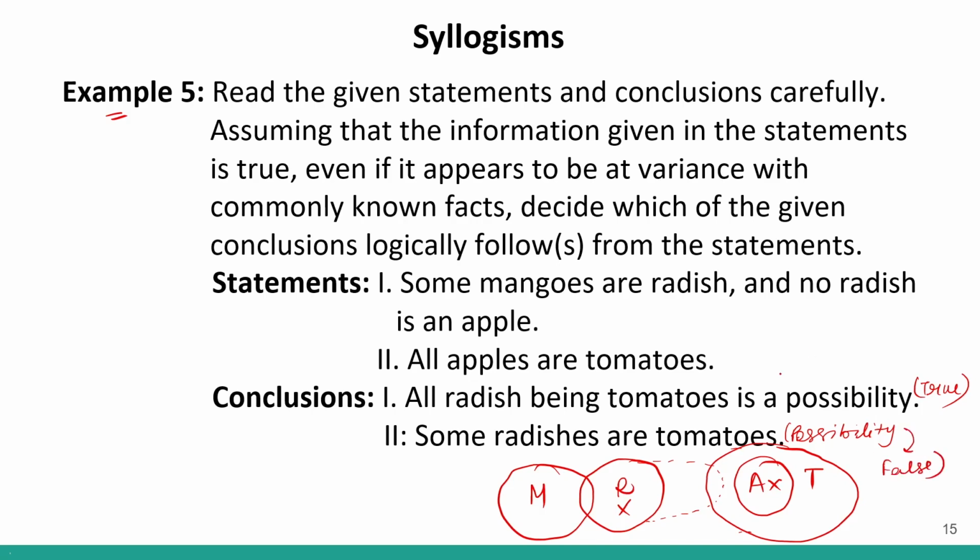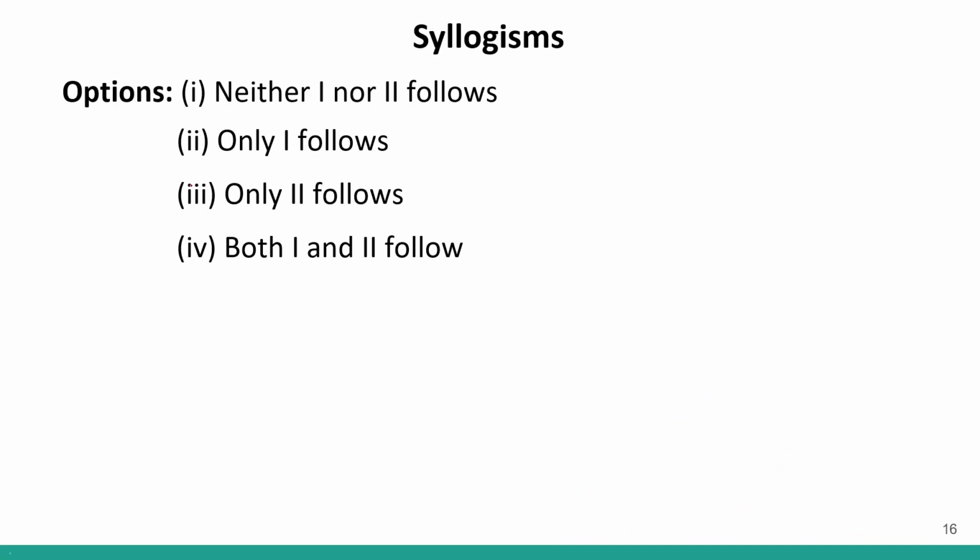Do you understand? If we add the words "is a possibility", then it is a true statement because we are considering it to be a possibility. Otherwise, we look at only definitely true statements. So, conclusion number 2, even though it is a possibility, since there is no mention of it being a possibility, is a false statement because this is not definitely true. So, only conclusion 1 will follow. If I look at the options, option number 2 says only 1 follows. This will be my answer. Clear?